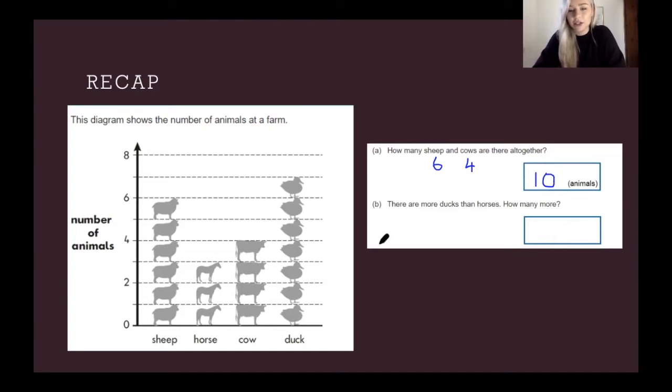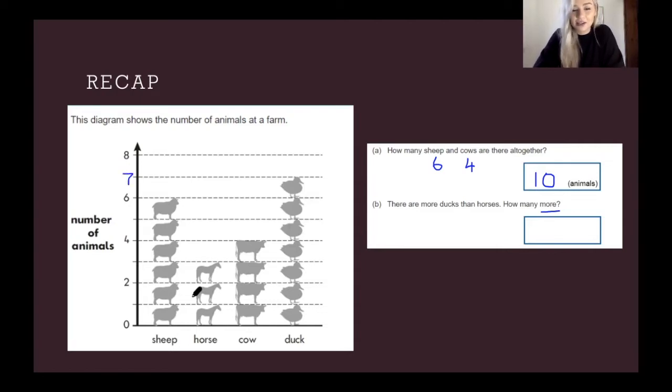Now the second question, it says there are more ducks than horses. How many more? The word more is really important. So we need to see how many horses we have, 1, 2, 3, or we could just look and see that the line goes between the 2 and the 4, which means that there is 3. And now we need to look at how many ducks there are. Well, this duck goes all the way up to the line where the 6 is, and there's another duck on top as well. So that means that this gap here means 7.